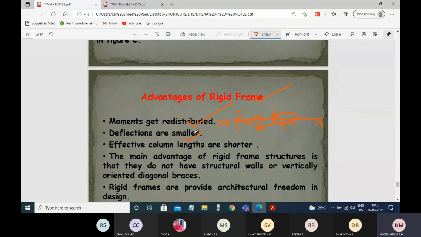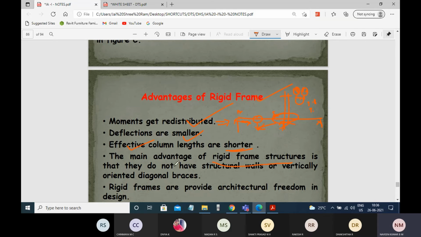The deflections are very small when compared to other structural systems when it is due to the lateral loads, and effective column lengths are shorter. That means the length of the column is usually restricted to 8 feet, 10 feet, 12 feet, right? Or 2.8 meter, 3 meter, 3.2 meter. Okay, so the effective column height is much shorter.